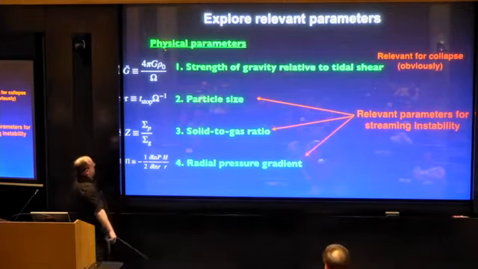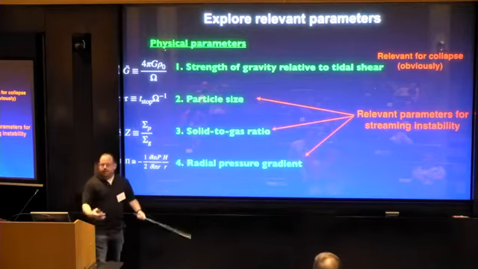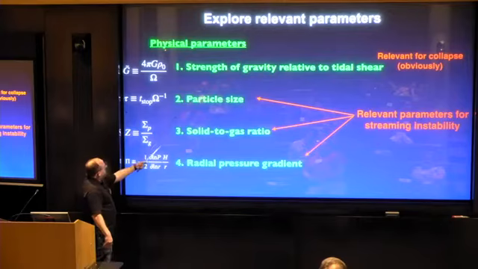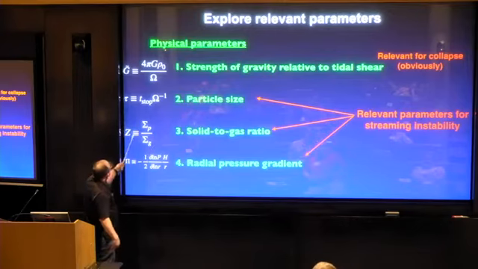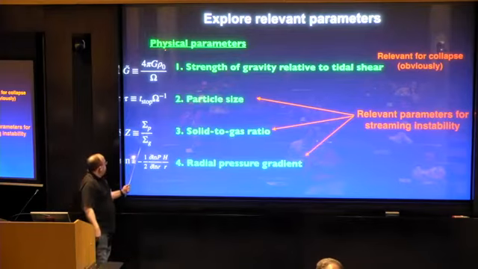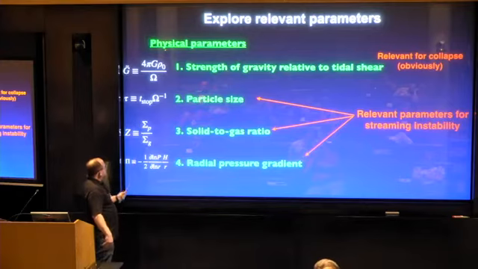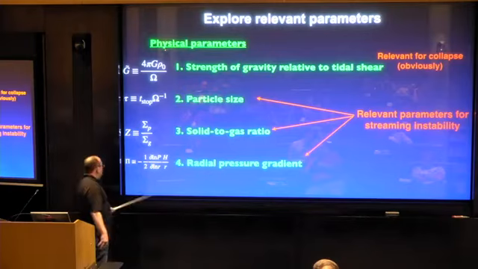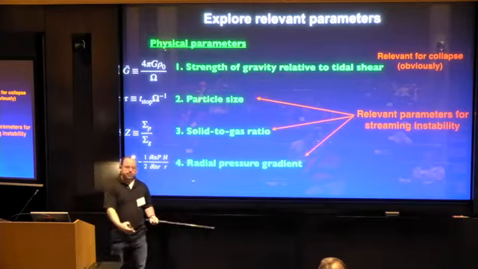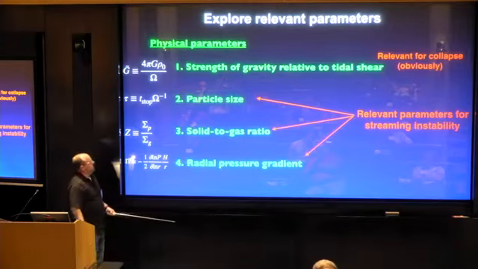And just to push that away, the other three are more relevant to the nonlinear, fully developed state of the streaming instability. One is the particle size, which we quantify here as the dimensionless stopping time. The other is the ratio of solid surface density to gas surface density, Z here, sometimes referred to as the metallicity, though not always accurately. And then the dimensionless radial pressure gradient, which is an important parameter because this is actually what is responsible for driving the physics of the streaming instability itself.